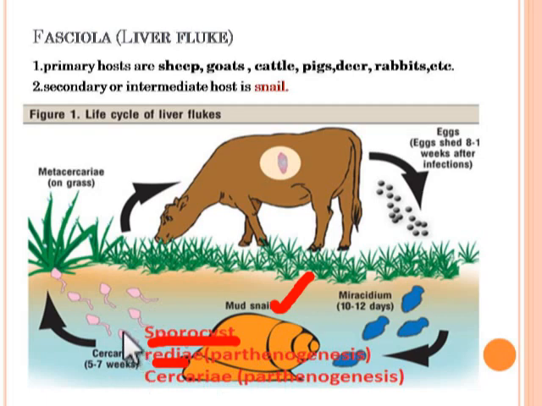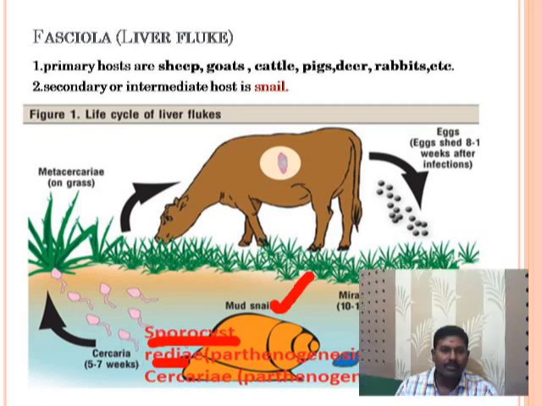This cercaria will reach the grass and then develop into the next larval stage called metacercaria. So here the larval stages are metacercaria, and then from the feces of the animal, miracidium, and in the secondary host, sporocyst, rediae, cercariae. These cercariae in turn develop into the metacercariae. Likewise, the life cycle will go on for Fasciola hepatica.